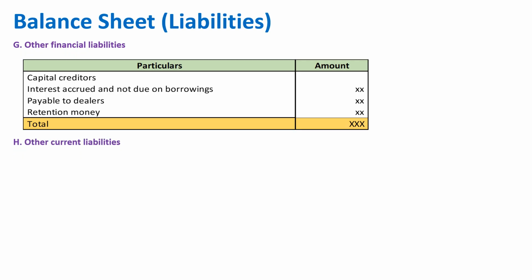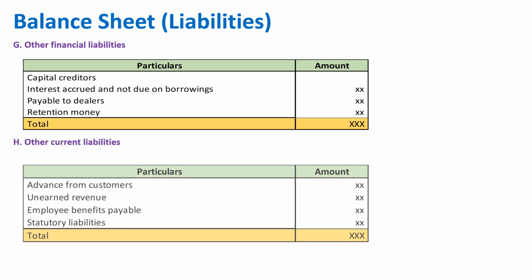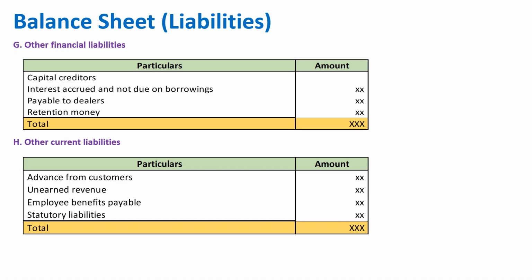And the last which you need to report is other current liabilities. This could be your advance from customers, unearned revenue, right? That means you have billed in excess, and it is not supposed to be billed, so that has to be reported here. Employee benefits payable, which are current in nature, have to be reported here. And statutory liabilities like your TDS, PF, or any statutory liability which is due to be paid within the next 12 months. Okay, so that's it from my side.